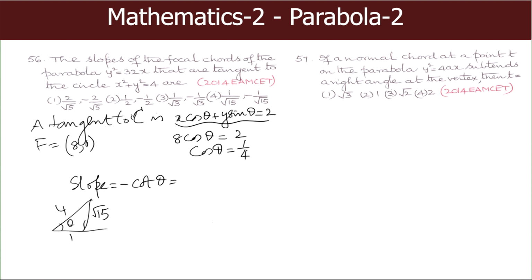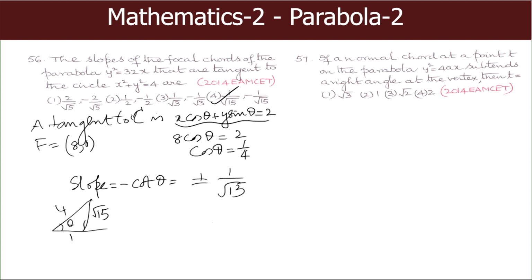So, therefore, what is cot theta? It can be 1 by root 15 or minus 1 by root 15 depending on the quadrant in which theta lies. So, plus or minus. There will be two lines with slopes 1 by root 15 and minus 1 by root 15, both of which are tangent to the circle x square plus y square equal to 4, and both of which pass through the focus of the parabola. So, that is the fourth option.